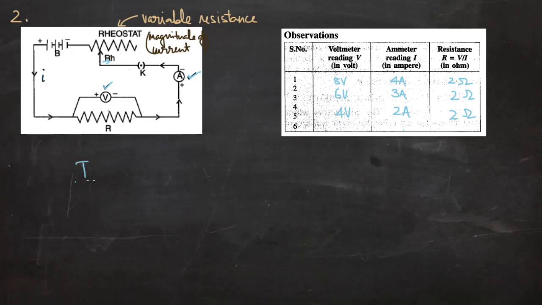In the first circuit, we varied the potential difference across the circuit, while in the second case, we varied the current in the circuit. In both cases, we see that the resistance of the circuit remains constant. So from this observation table, we can see that the ratio of V by I is always constant. This verifies Ohm's law.